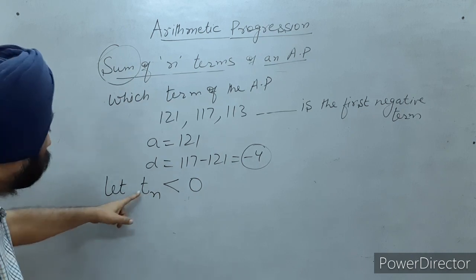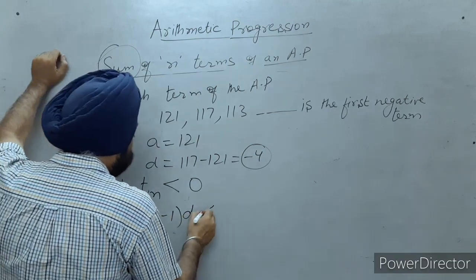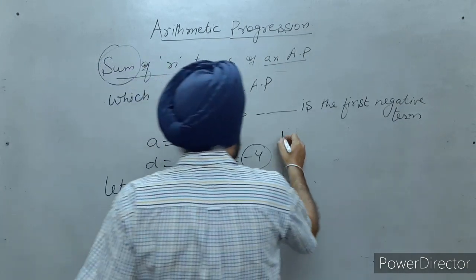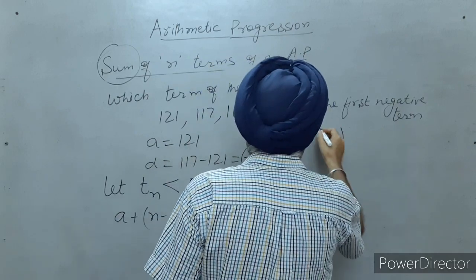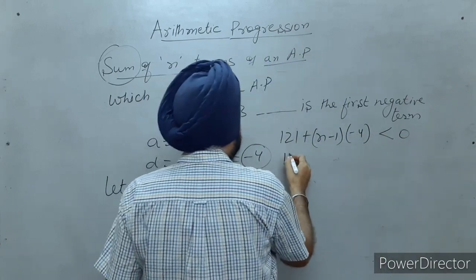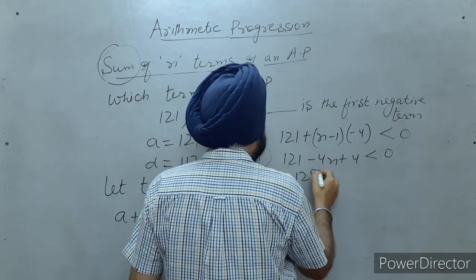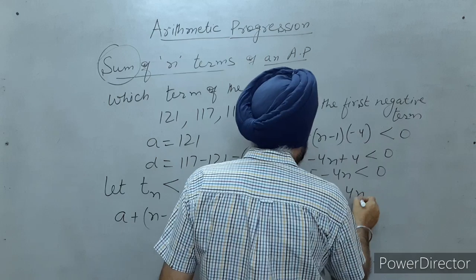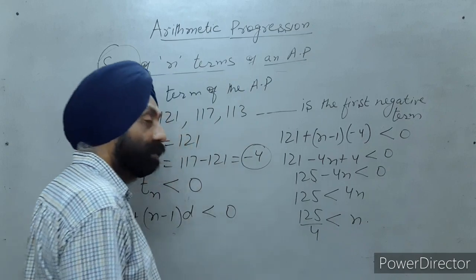Now just fill in the values. Tn is a plus n minus 1 into d is less than 0, right? The value of a is 121, then plus n minus 1, the value of d is minus 4, is less than 0. What we get: 121 minus 4n plus 4, this is 125 minus 4n less than 0. I get 125 divided by 4 less than n.